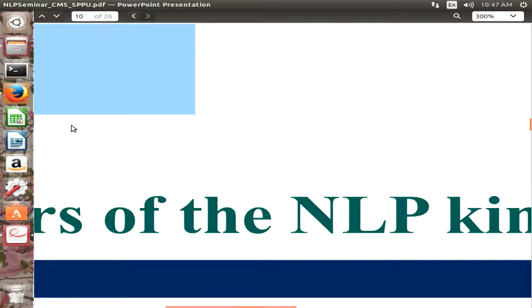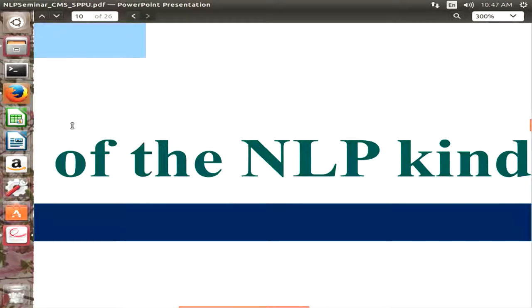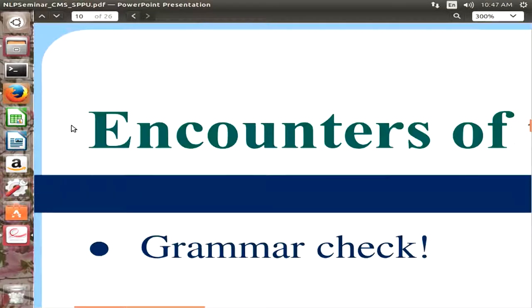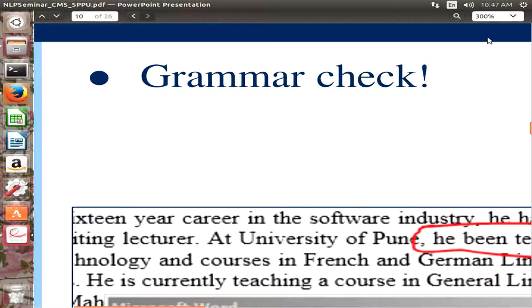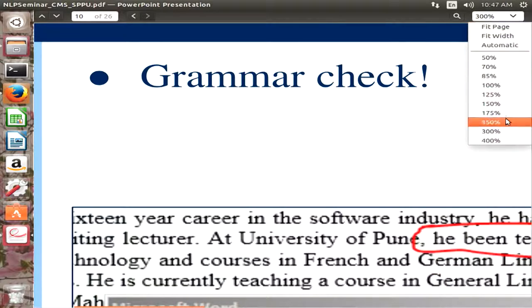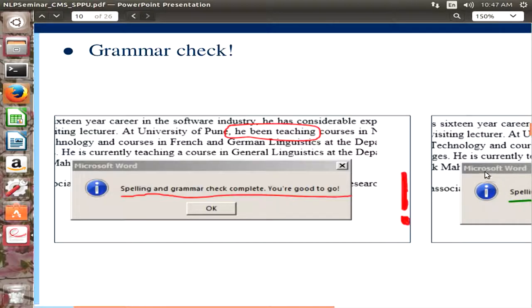So that was spell checkers and autocorrects. Now grammar check. And this I must tell you, this is the latest taza. I was sending something to Professor Arjun Wadkar, and I ran the spell check and grammar check. It told me spelling and grammar check was complete. You're good to go.